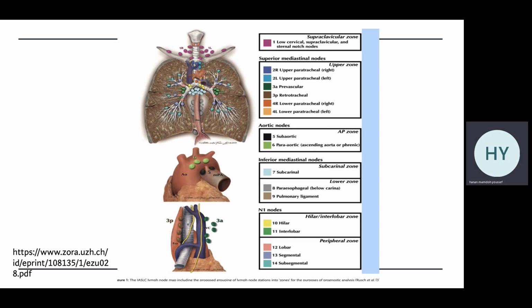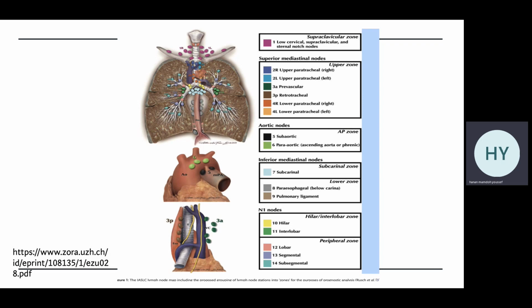Another important aspect to consider during staging is the nodal levels, or nodal involvement. So these are the stations of the lymph nodes. The first level of lymph nodes, which we call N1 disease, is the hilar and interlobar nodes. So there's hilar lymphadenopathy, from the name, and that can usually be accessed during the operation through VATS or an open procedure. They can also be accessed through the EBUS.